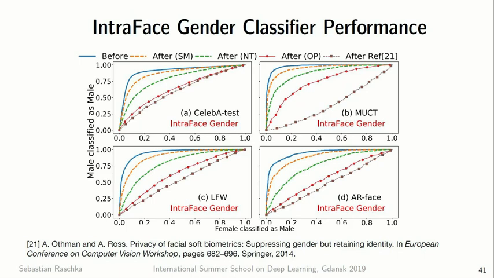So this would be the diagonal. And this is what we want to achieve when we want to perturb the gender. We want to be able to not deduce any gender information. So we are aiming basically for this diagonal line here. So the more diagonal it is, the better, basically.